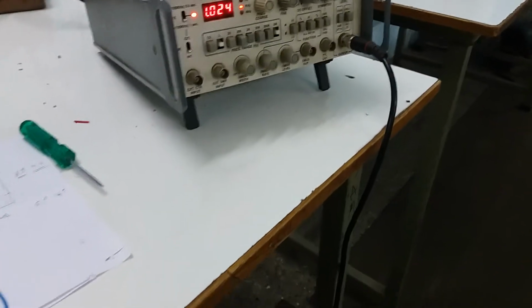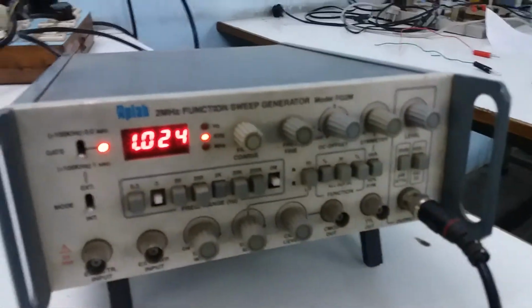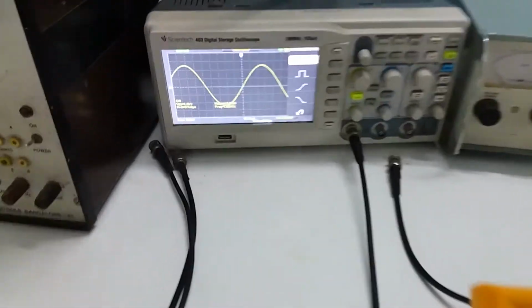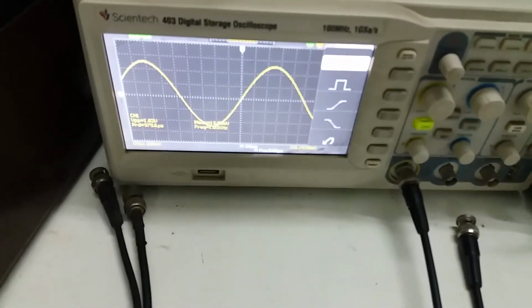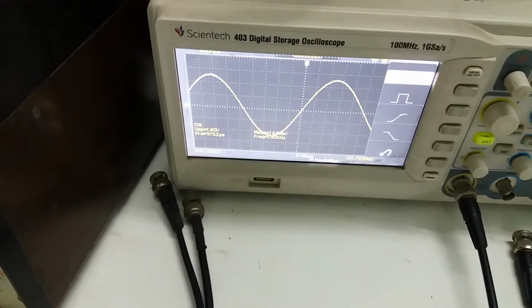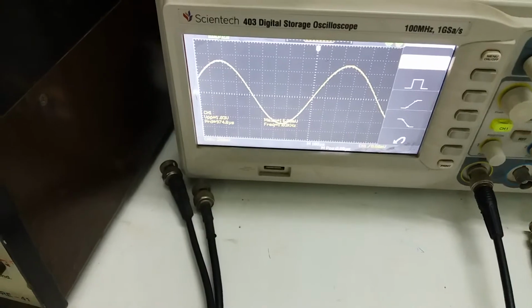I will show you that once. The function generator output is a sine waveform, and it is connected to the CRO. Here we see my voltage VPP is 1.02 V, and the frequency is 1.03.